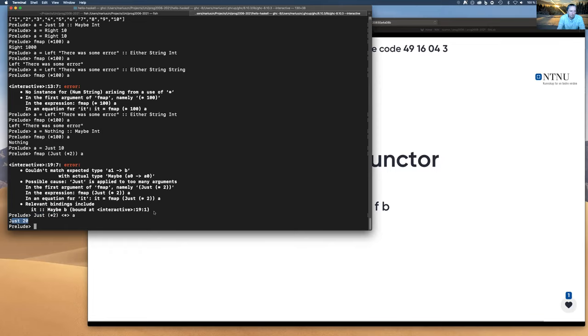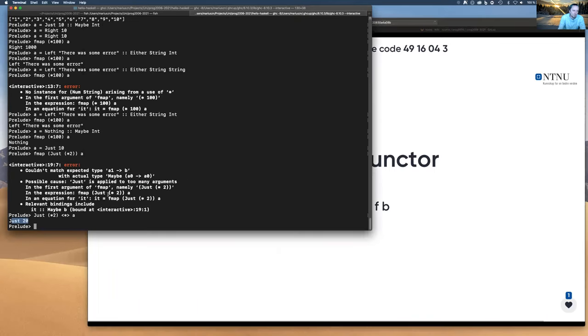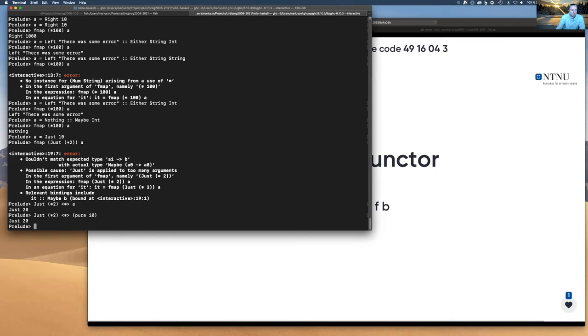We also have this pure thing, and pure converts whatever A is into a context. So I can put something in the context, right? So what I can do is I can have pure 10, and 10 is just a value, but it's not in the context yet, but I can put it in the context by calling this pure function, right? So then it works exactly the same as before. But before I had A already in the context, now I put it in the context by this pure function.